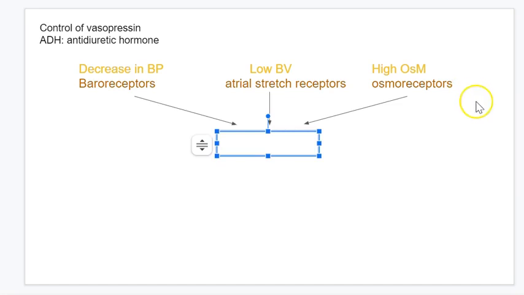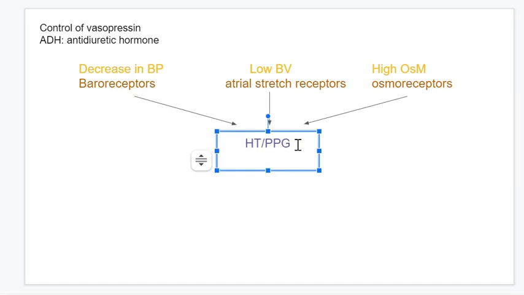Afferent or input signals will be sent to the integrating center, which for all three of these stimuli will be the hypothalamus and posterior pituitary gland. So then the posterior pituitary gland will release the vasopressin or ADH as the efferent or output signal.